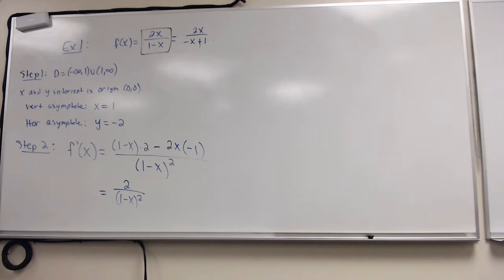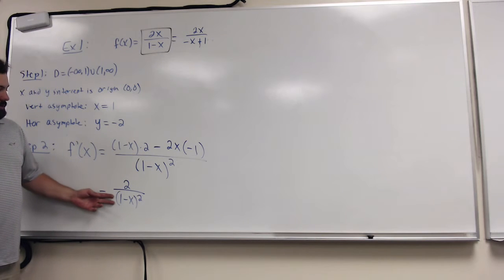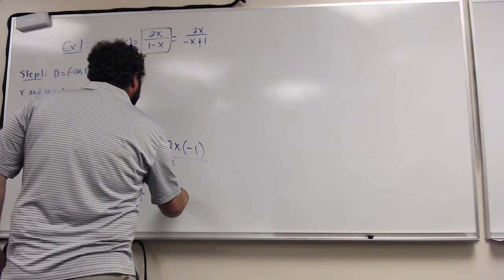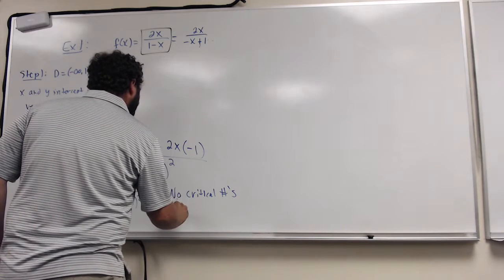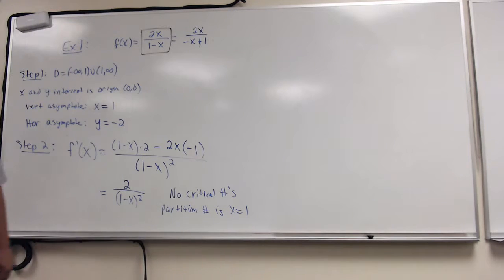Okay. And then the derivative is 0 or undefined only at what value? Yeah, first of all, it's never equal to 0 because the numerator never equals 0. Okay. And then it's undefined when the denominator equals 0, which happens at positive 1. So there's no critical numbers, but the partition number is x equals 1. And again, that's because the derivative is never 0 and it's undefined at 1.